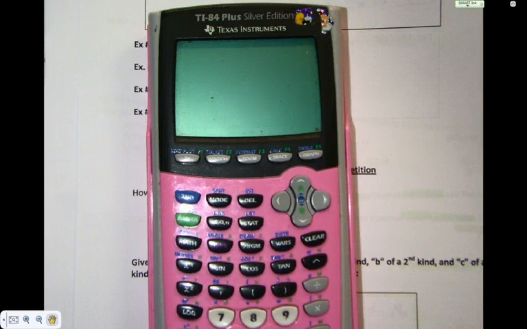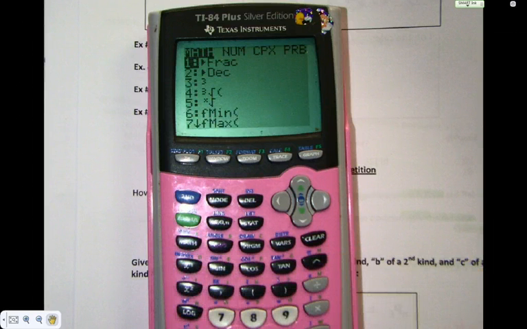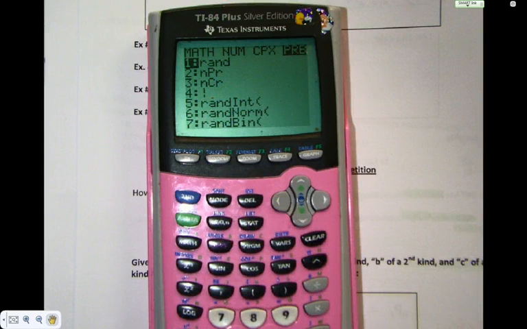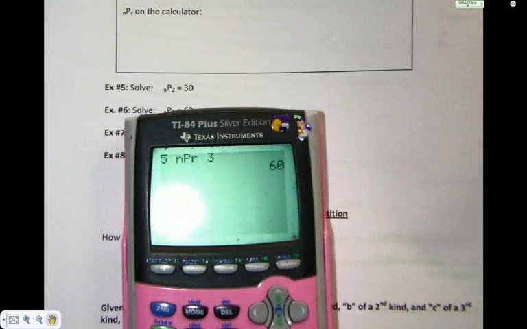The 5 goes first, so the n has to be typed in first. Then I'm going to go back into the math menu. You either tab 3 to the right or 1 to the left, and end up on PRB. And what do you see in there? Number 2, nPr. And then 3. We put in our r value. Bam. Write down whatever you need in the box to remember that.